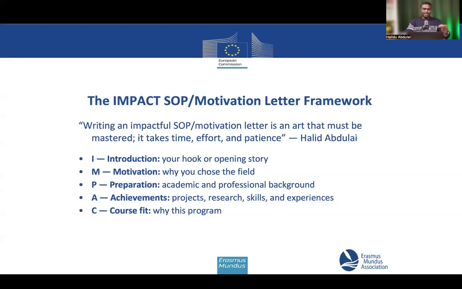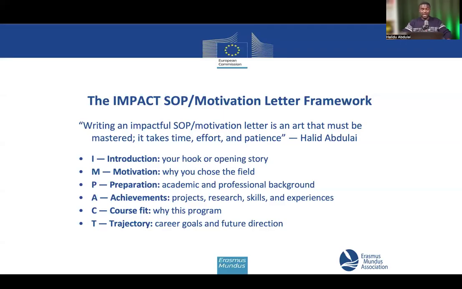The C is course fit. They want people who fit the purpose of the program. And so it is important to write your application having this at the back of your mind. And the T stands for trajectory, which means your career goals and future directions.